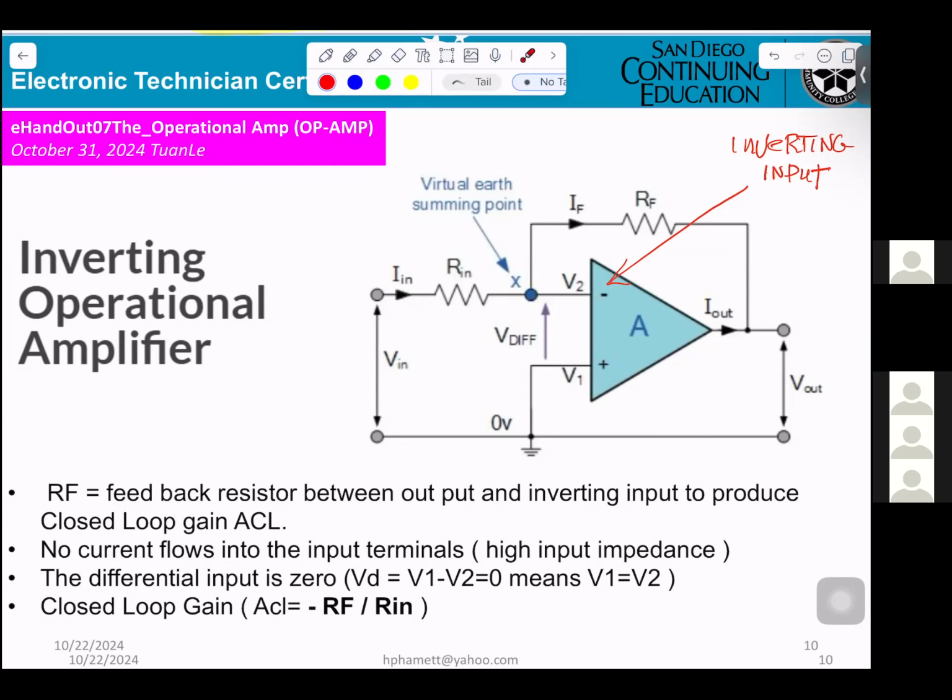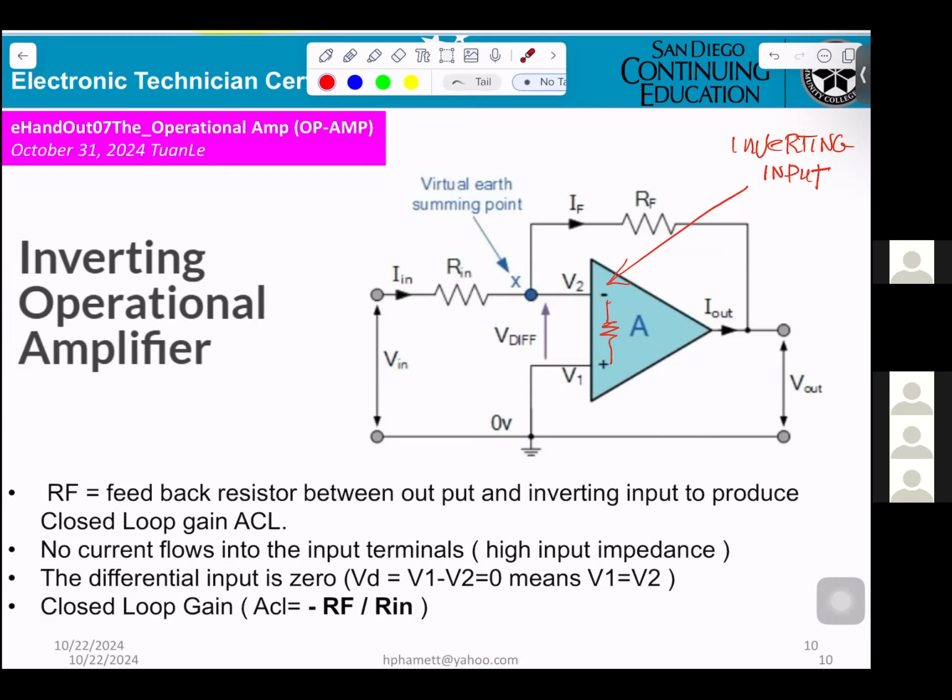Okay, and also, between the positive and the negative, you have a resistance. That's a high impedance. That's telling you the current cannot flow into the op-amp. That is the first thing.